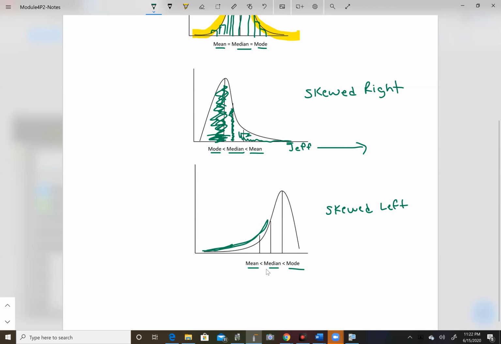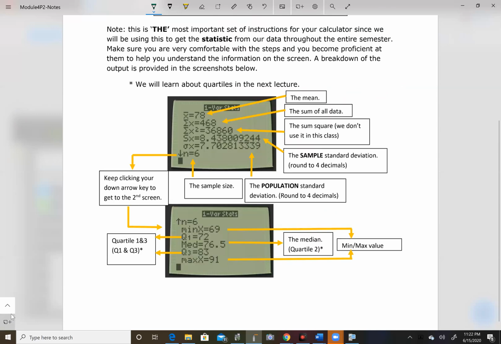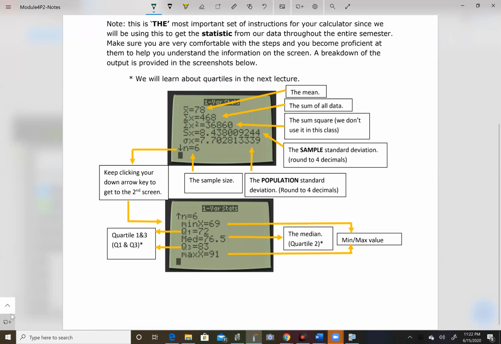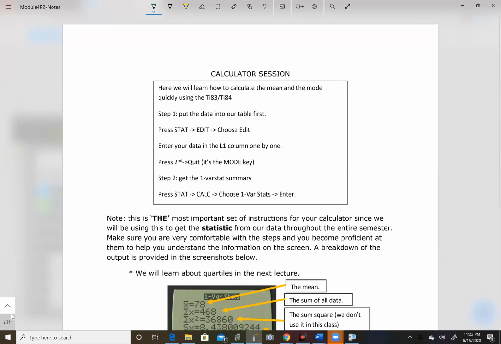And it's really important that you remember. I think the test will show you a picture and it'll ask you, is this skewed right? Is this skewed left? Is this a normal balanced curve? And the last part of the notes are just the calculator stuff that we already talked about. But now you have the directions right here in front of you, so you might want to try that again. And this is it for module 4, part 2.